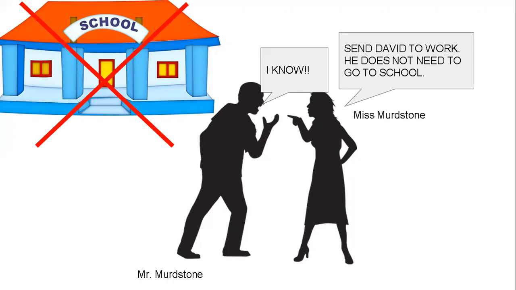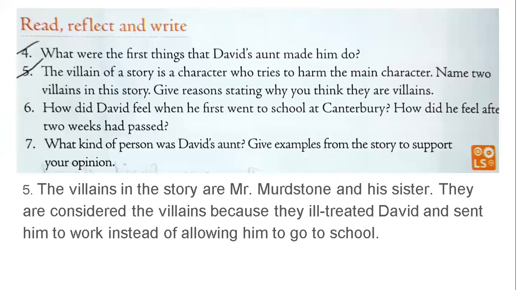So now let's put that down in writing. The villains in the story are Mr. Murdstone and his sister. They are considered the villains because they ill-treated David and sent him to work instead of allowing him to go to school. Mean people. Let's do the next one.